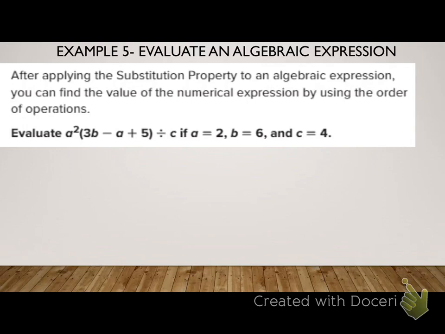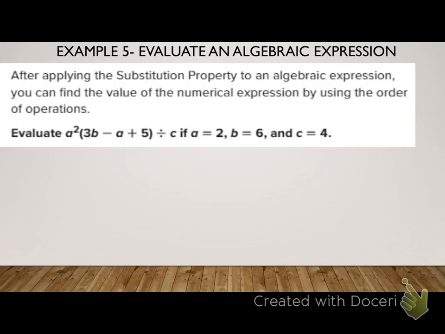Then we do our exponents. Multiplication and division, we do all of it from left to right. Addition, subtraction, we do all of that from left to right. That's the order we go in. So after we plug our values in, we've just got to use the order of operations to evaluate the problem. So example 5 here, it says evaluate a squared times (3b minus a plus 5) divided by c if a equals 2, b equals 6, and c equals 4.